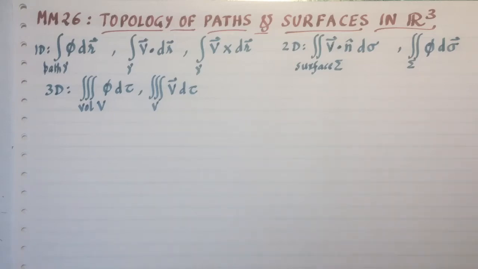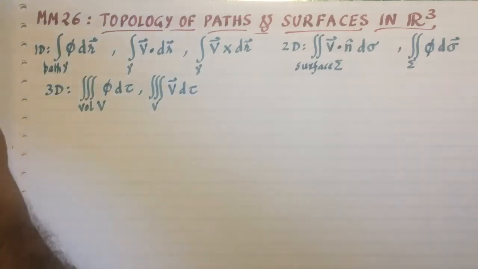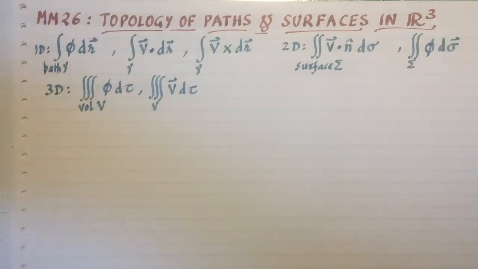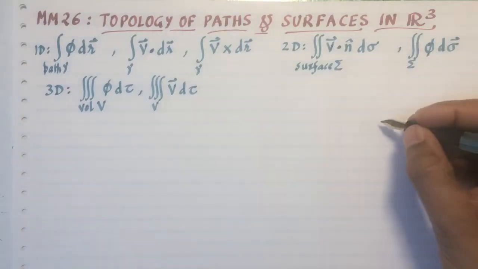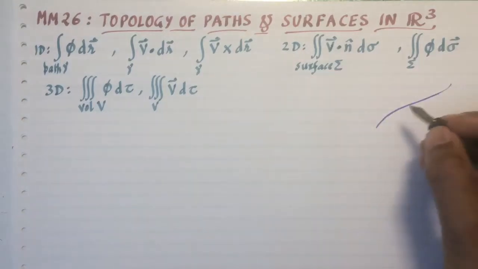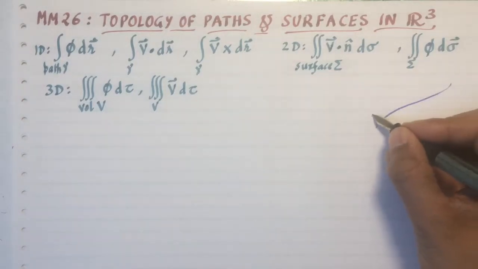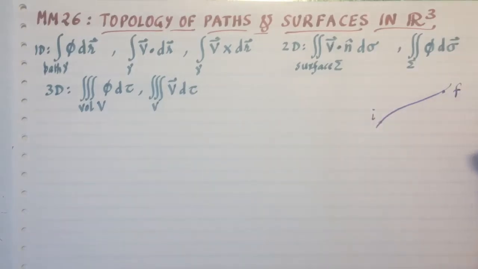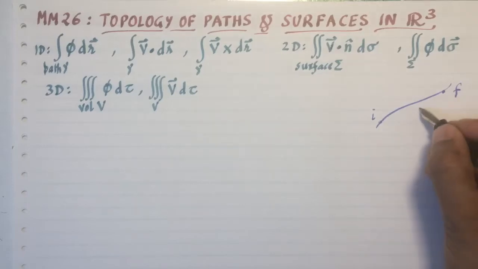We will soon be studying integration in some detail. When you integrate, you have to be concerned about the path you take to integrate, because a vector field and a scalar field exist throughout R3. So if you're going from some initial point I to some final point F, you also need to specify the path taken from I to F.